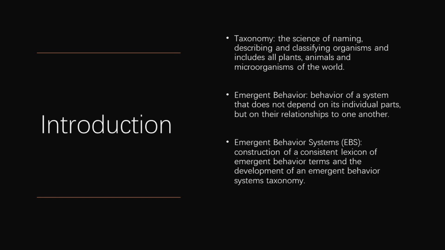Emergent behavior is the behavior of a system that does not depend on its individual parts, but on their relationships to one another. Emergent behavior cannot be predicted by examination of a system's individual parts. It can only be predicted, managed, or controlled by understanding the parts and their relationships. The key insight of the concept of emergent behavior is the arrangement of the parts, not the parts themselves. That makes the big difference.